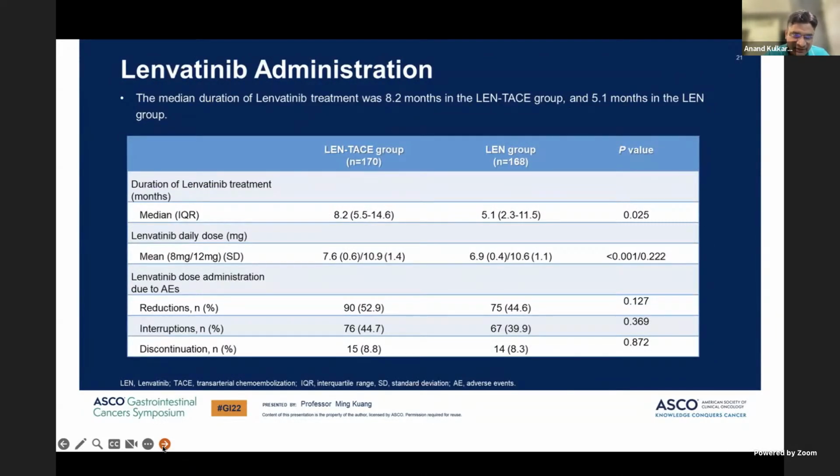The median duration of lenvatinib administration was 8.2 months in the len-TACE arm compared to only 5 months in the lenvatinib arm. The dosages were 8 mg in both the groups almost, and 12 mg. I think this is a mean dosage of 7.6 mg and 11 mg compared to 8 and 12 mg in the other group. Thus, the lenvatinib dose reductions, interruptions, and discontinuation were quite similar in both the groups.